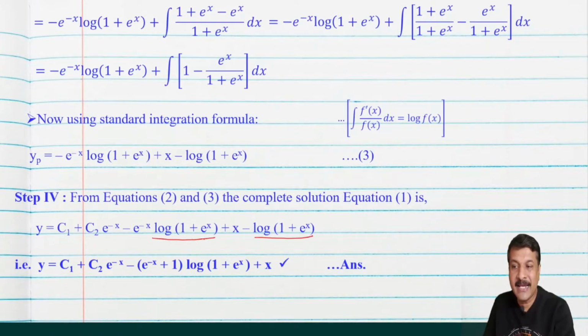It means that I can take this common, log 1 plus e raised to x. So I am getting minus also common, and here e raised to minus x and here plus 1. But simplification is not necessary. This is also your last step. Now consider one more example on the same general method. It will be more clear.